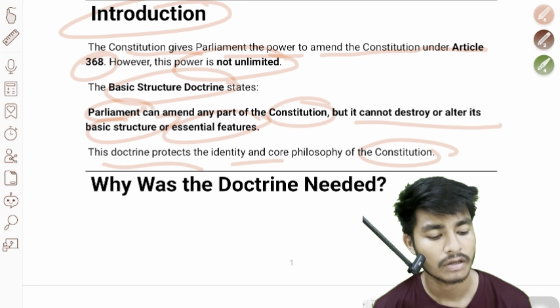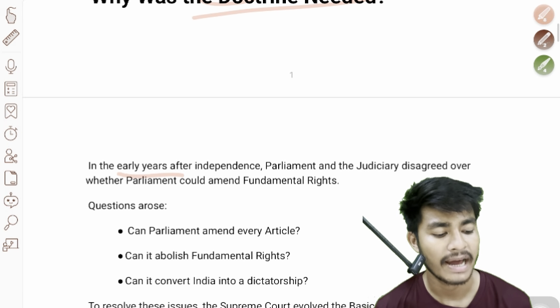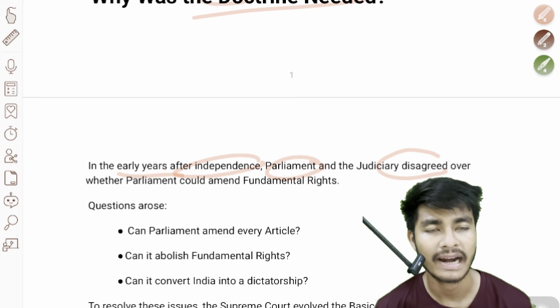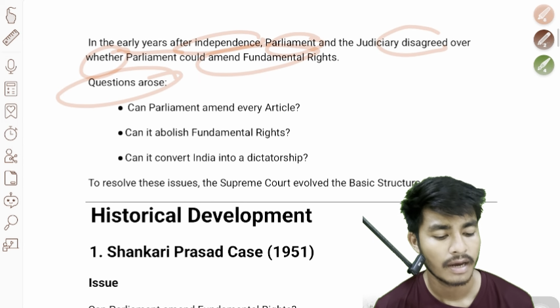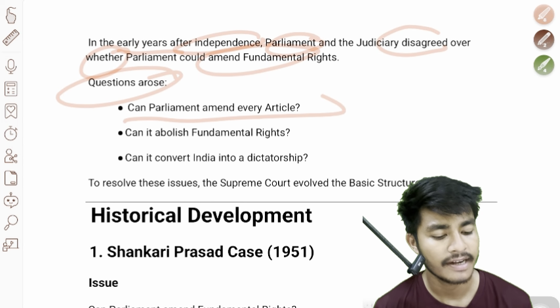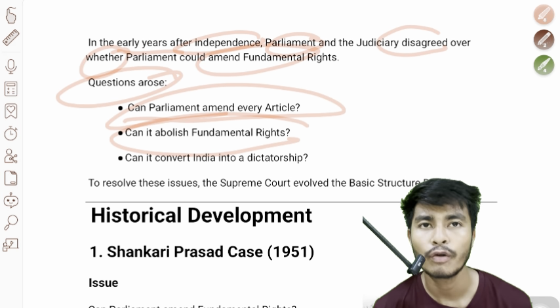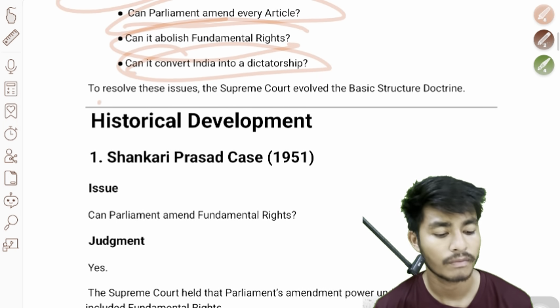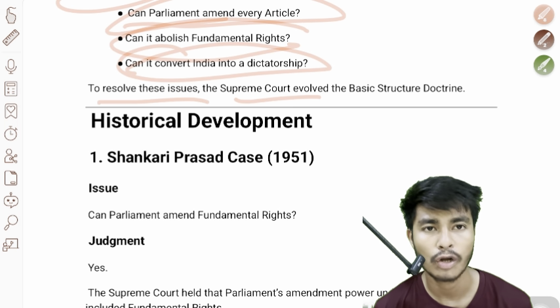So why was the doctrine needed? In the early years after independence, parliament and the judiciary disagreed over whether parliament could amend fundamental rights. The question arose: can parliament amend every article? Can it abolish fundamental rights? Can it convert India into a dictatorship? So to resolve this problem, the Supreme Court evolved the basic structure doctrine.